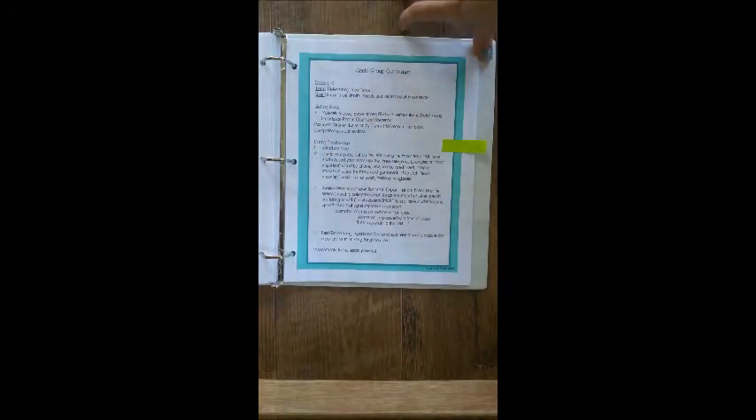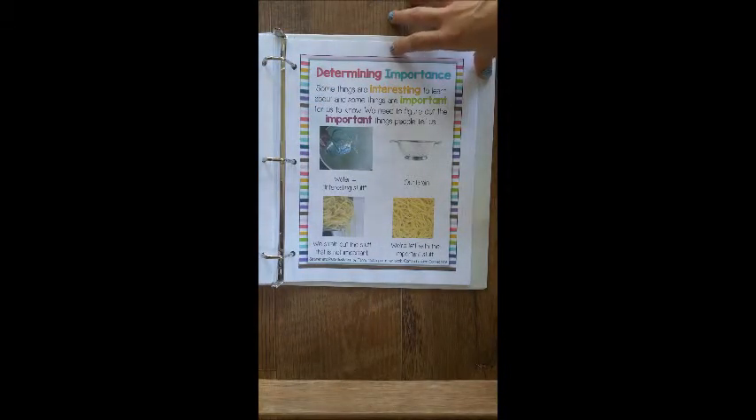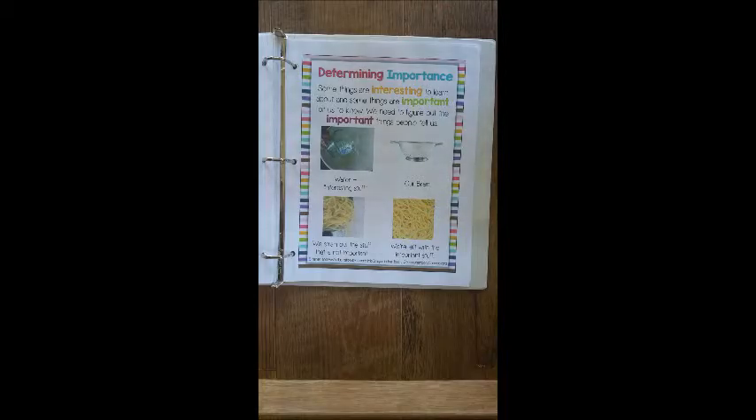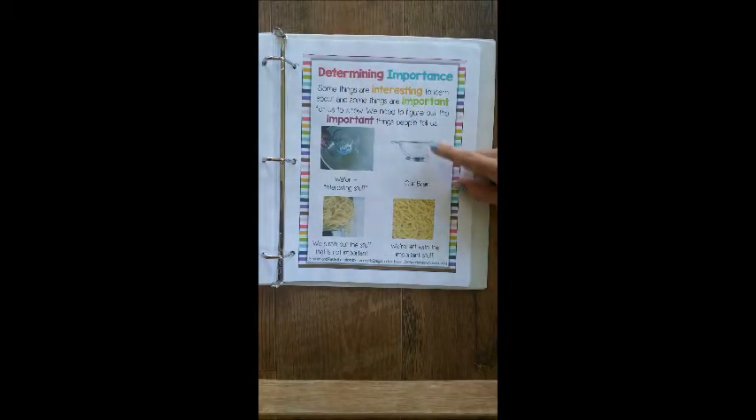This next one is determining importance, and this visual is from Tammy McGregor's book, Comprehension Connections. I just love this analogy. So you talk about some things that you hear are interesting to learn about, and some things that are really important that we need to pay attention to. So the water illustrates the things that are interesting. Our brain is the strainer, and we need to use our brain to filter out or strain the important things versus just the interesting things. We want to be left with the noodles or the important things.